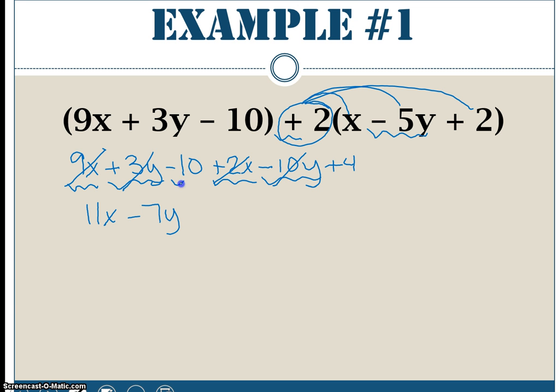And then finally, I've got negative 10 and positive 4. So negative 10 and 4 make negative 6. So my answer is 11x minus 7y minus 6. It does not simplify any further because these are now unlike terms and you cannot combine them.